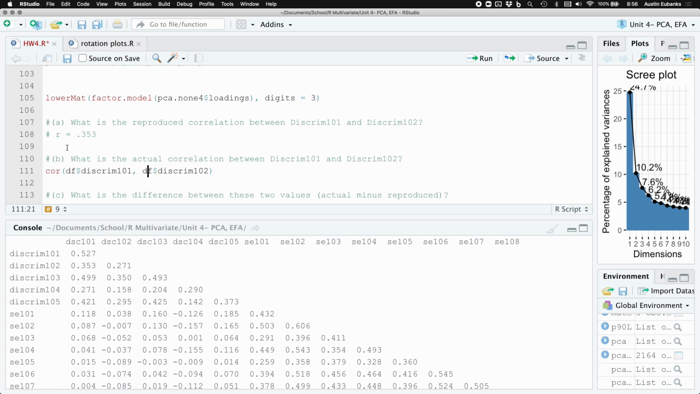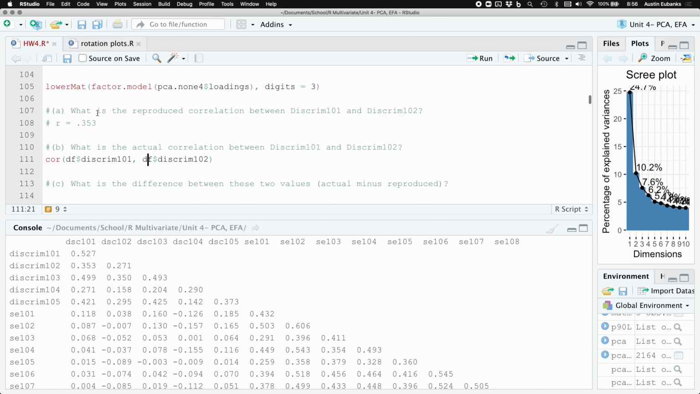Back to you, Austin. All right, so when we look at our reproduced correlation between Discrim 101 and Discrim 102, we see that the reproduced correlation is 0.353. And then on B, it's asking what's the actual correlation between these two. So we just use our regular cor function and tell it what's the correlation between Discrim 101 and Discrim 102. Here I just went back to the full data frame instead of the subset. It doesn't really matter if you would have used the subset.